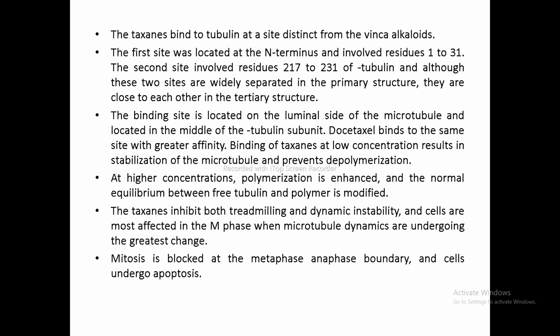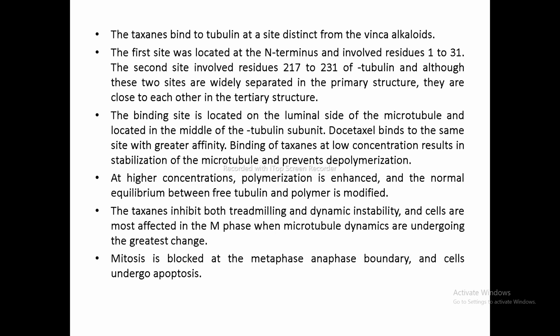So the taxanes bind to the tubulin at a site distinct from the Vinca alkaloids. The first site was located at the N terminus and involved residues 1 to 31. The second site involved residues 217 to 231 of the tubulin. And although these two sites are widely separated in the primary structure, they are close to each other in the tertiary structure. So these are the different sites of the beta tubulin where the taxanes bind.